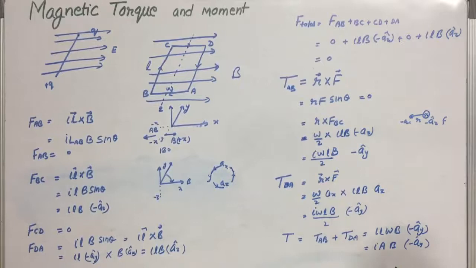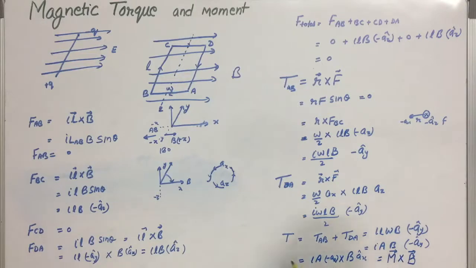Now, if we reform this mathematical statement in such a way that the direction remains minus a_y, for that purpose we can write I A minus a_z cross B in the direction of a_x. Its multiplication will give us I A B, that is this, and a_z cross a_x will give us a_y, and the minus will be there, so it will be equal to this. There will be no change at all. And what is this? This is nothing but the magnetic dipole moment. So this is known as m cross B.